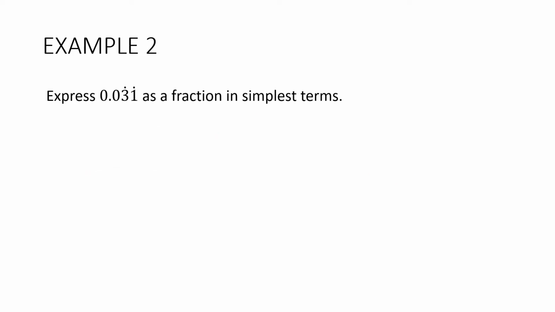Okay, one more. This one's a bit trickier because you can see I've got a 0 here that's not going to repeat. So this is the same as 0.031313131, etc. And it's going to cause a bit of grief. I'm still going to start the same way. Let x equal 0.0 and then the repeating part 31.